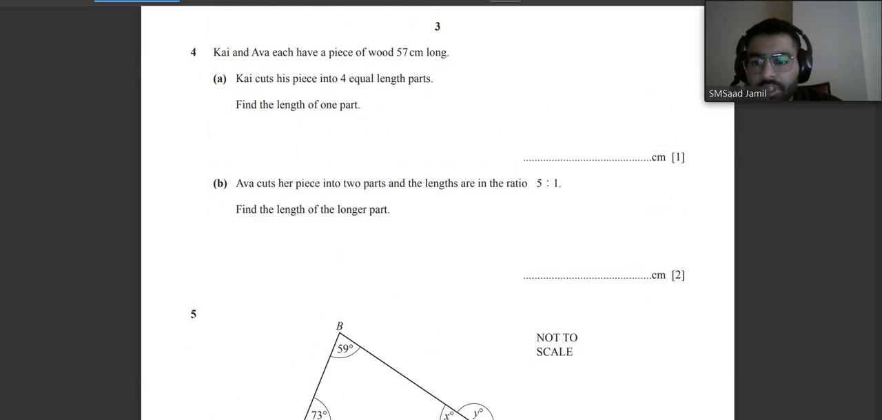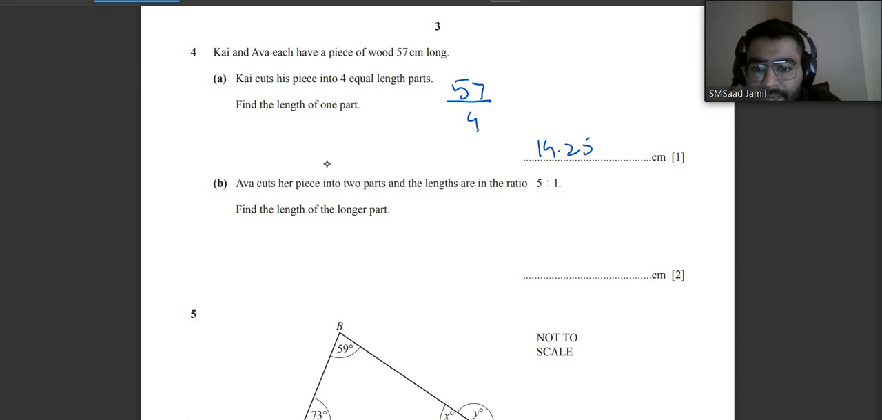Now, question number 4. Kai and Eva each have a piece of wood 57 centimeters long. Kai cuts his piece into 4 equal parts. Alright, so what are you going to do? 57 divided by 4, which is going to give you an answer of 14.25.